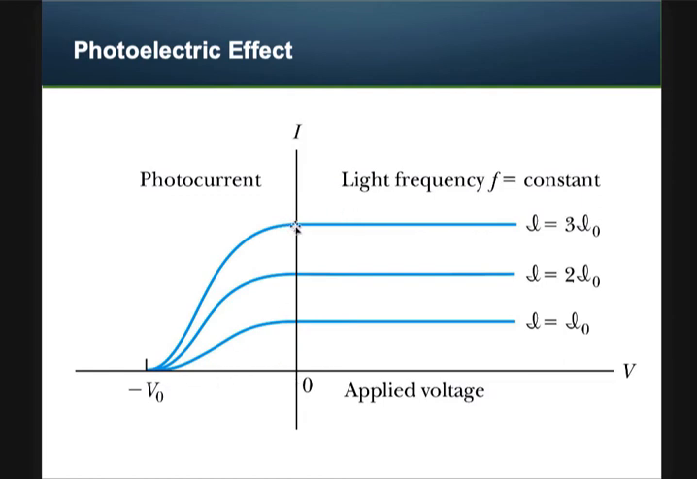If you apply a negative voltage, you expect this to go down. But classically, you would not expect all of these to go to 0 at exactly the same point. You would expect more intense light to take a higher voltage to get to 0. The fact that they all go to 0 at the same point is weird and not at all explainable classically. Okay, so what is the explanation?